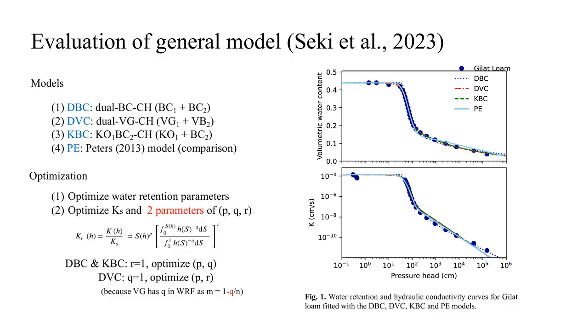In the van Genuchten model, since the water retention function includes Q, we fixed Q equals 1 and optimized P and R. For the DBC and KBC models, we fixed R equals 1 and optimized P and Q. For Gilat loam soil, as shown in this figure, we achieved excellent fits to both water retention and hydraulic conductivity data using the DBC, DVC, and KBC models, as well as the Peters model. This demonstrates that our models offer flexibility comparable to the Peters model.